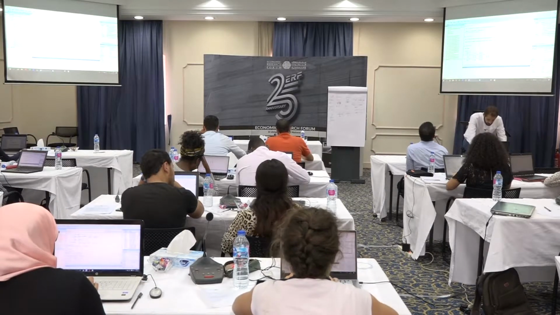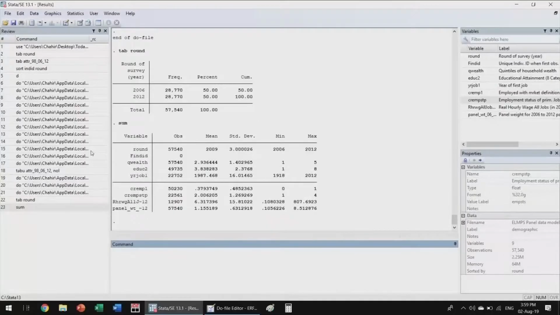If I run a simple summarize, I will get the summary details of all the variables. So as you can see here, fin ID has 0 observations. Why? Because it's a string variable. Exactly. And if it's a string variable, it will not be read as a continuous variable on which we can run the command sum. Okay?